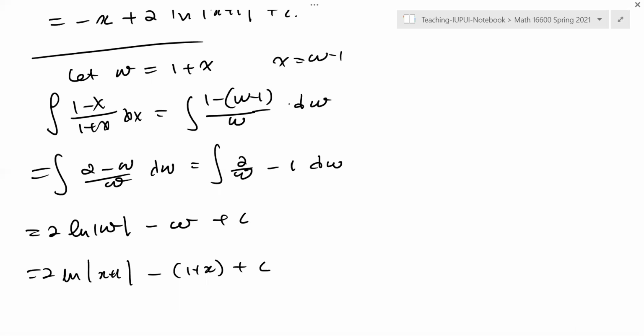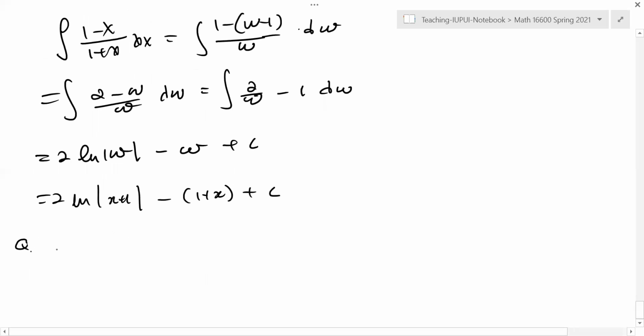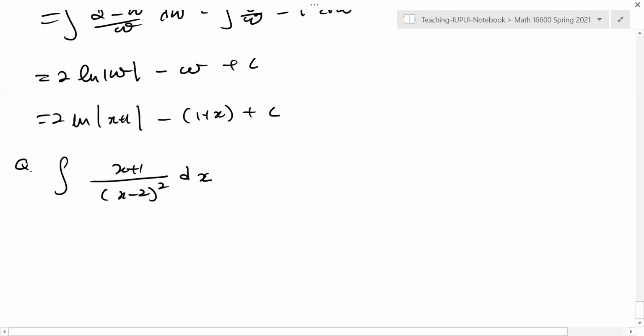And this substitution actually works nicely, especially for a problem like (x plus 1) over (x minus 2) squared dx. If you use a substitution, you can express it as a sum of power functions quickly. If you don't use a substitution, this is a rational function, so you have to decompose it. It's not that trivial.